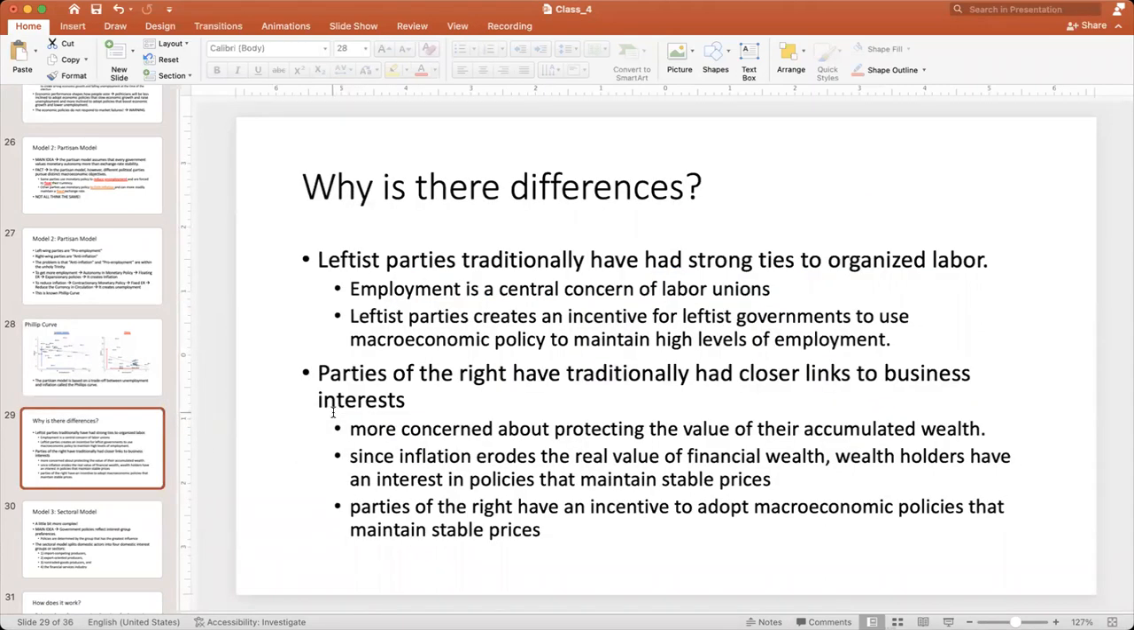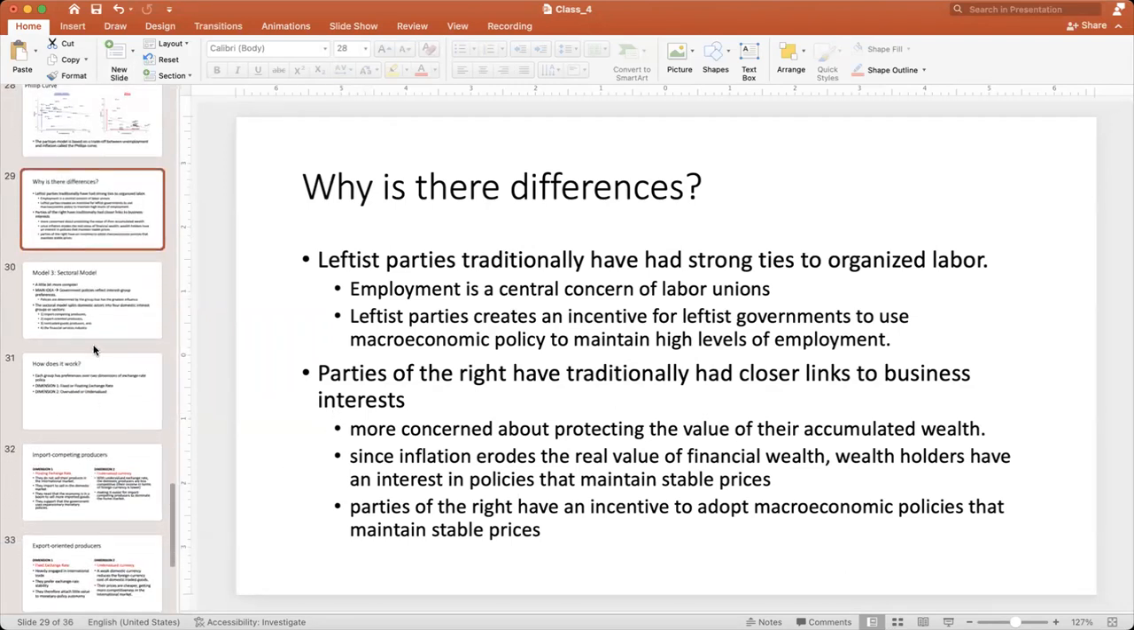On the other hand, parties of the right have traditionally had closer links to business interests. So they are more concerned about protecting the value of their accumulated wealth. And since inflation erodes the real value of financial wealth, they have an interest in maintaining stable prices. And the only way to maintain stable prices is to control inflation. And to control inflation is to restrict the autonomy of the government to use monetary policy, which means to get the fixed exchange rate.